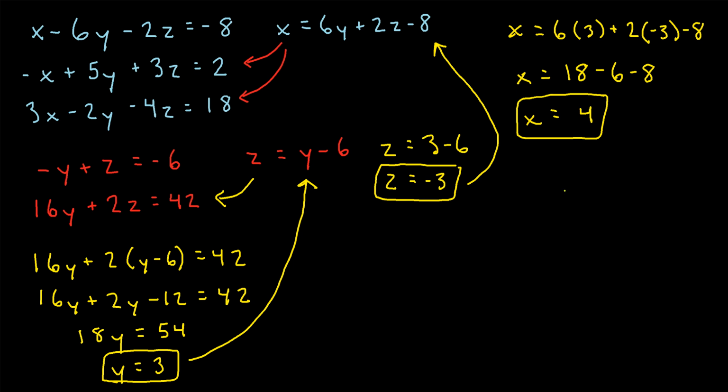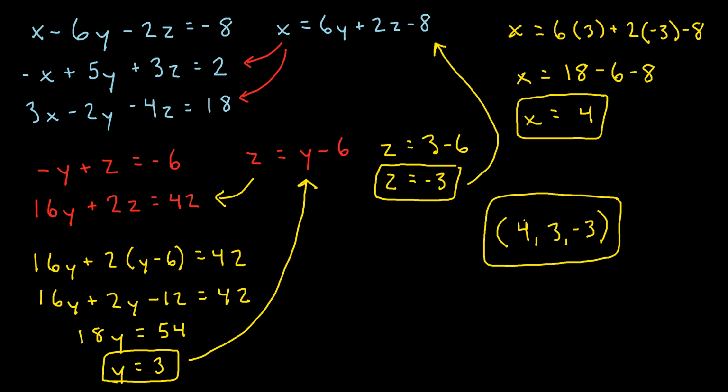So our final answer we can write in the form of x, y, and z. So 4, 3, negative 3. That is our final answer. And you'll find that if you plug in these values for x, y, and z into any of these original three equations, they will be true.